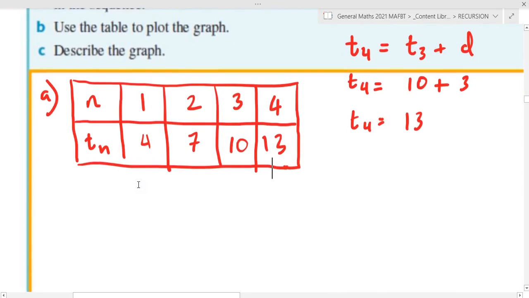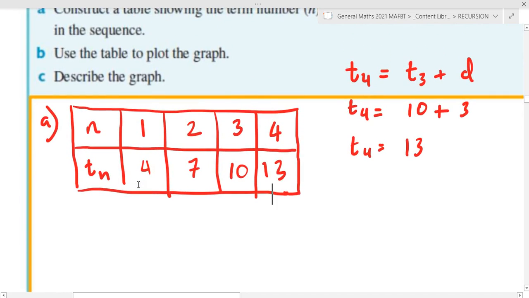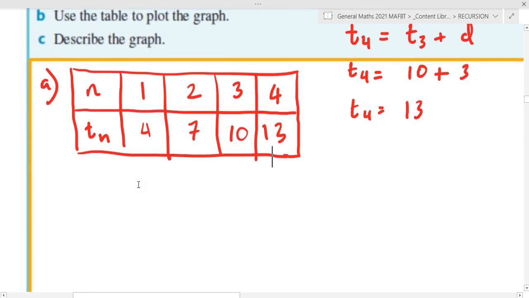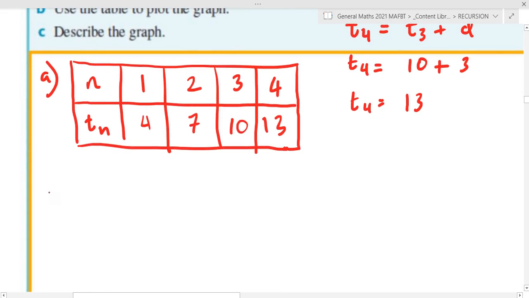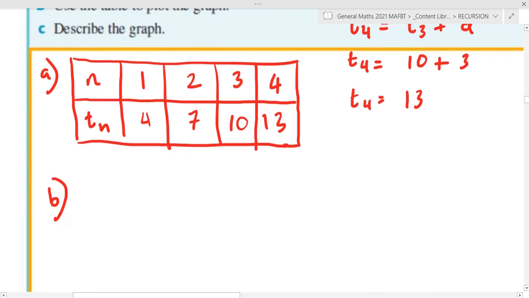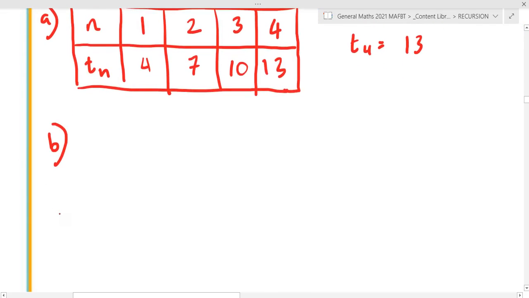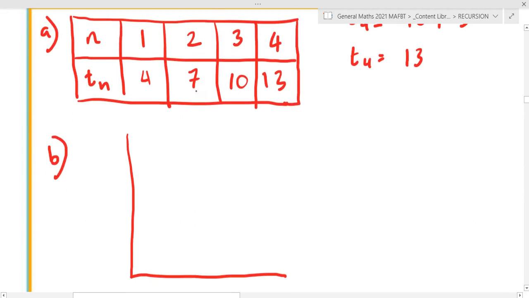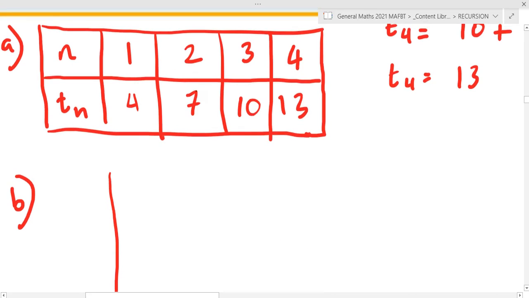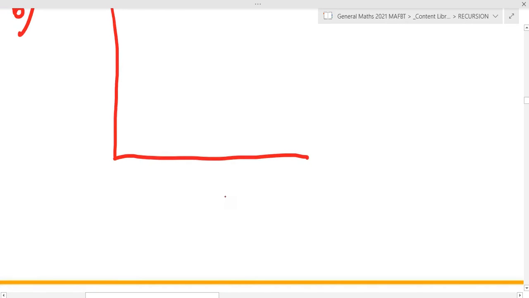Alright, so the next part is we need to plot this in a graph. This is an X and Y table, so it's going to be a scatter plot of some sort. You can use your calculator if you want, but you can just do this by hand. So when you plot this as a graph, you're going to have your table of values up there, and you're going to have your X and Y. Just copy me as you go. Make sure you label your axes.